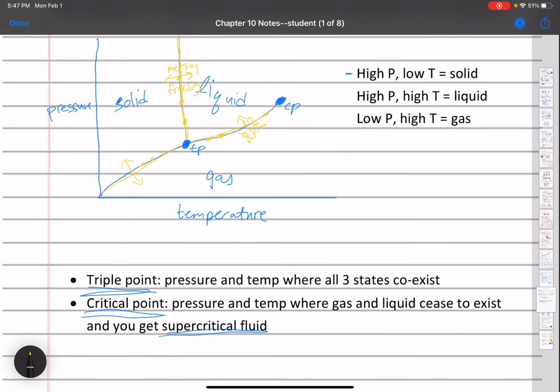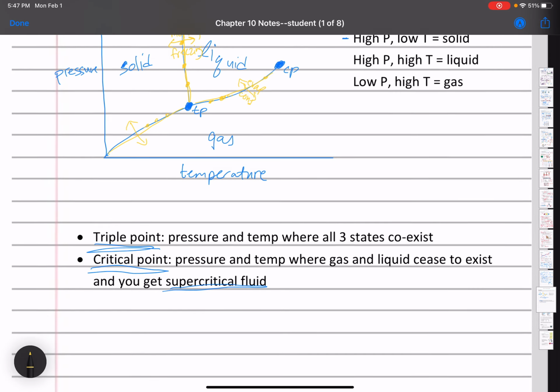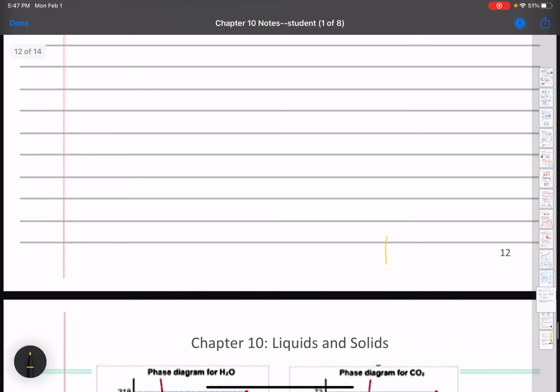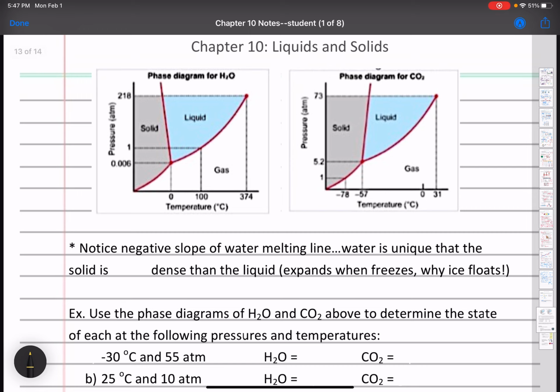So some of the things you should know, you should be able to identify what's the pressure and temperature at the triple point, or at a certain pressure and temperature, is the substance going to be a solid, liquid, or a gas? So we're going to do a couple of practice problems on this page here. They're a little bit poor resolution, but I have two phase diagrams. This one is for water, and this one is for carbon dioxide. And notice they're similar, yet different.